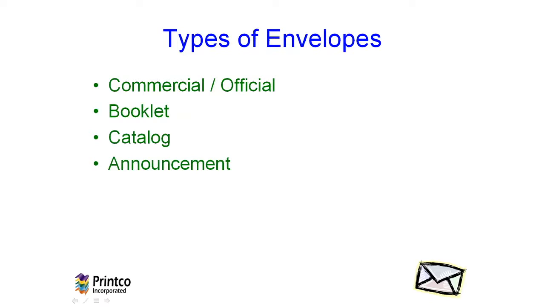Now let's look at 4 different types of envelopes: commercial, which is often called official, booklet, catalog, and announcement. We will review each type.